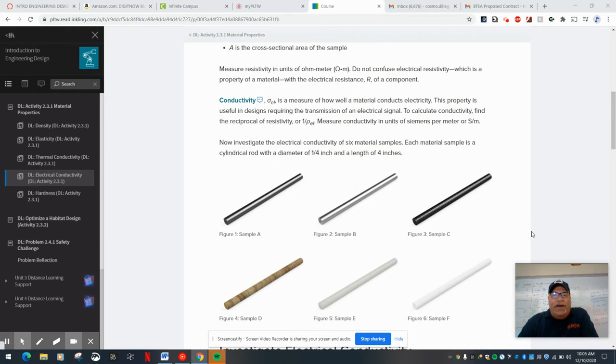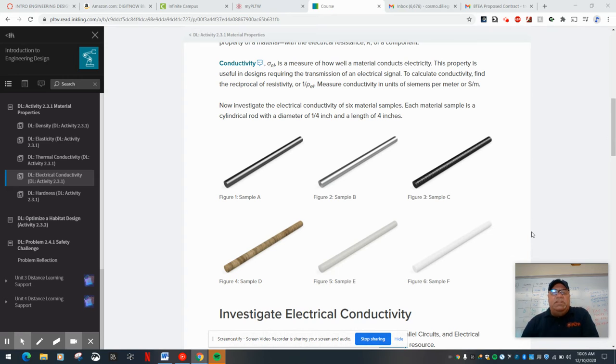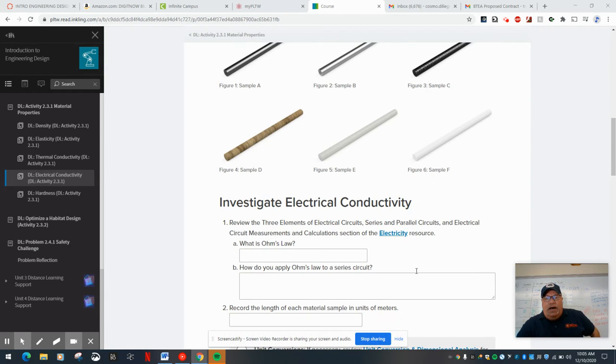Now, investigate the electrical conductivity of 6 material samples. Each material sample is a cylindrical rod with a diameter of 1/4 inch and a length of 4 inches. So it's a 1/4 inch diameter rod and it's 4 inches long. We have A, B, C, D, E, and F.